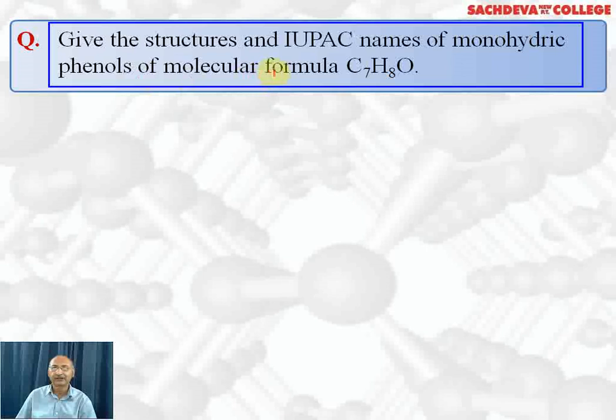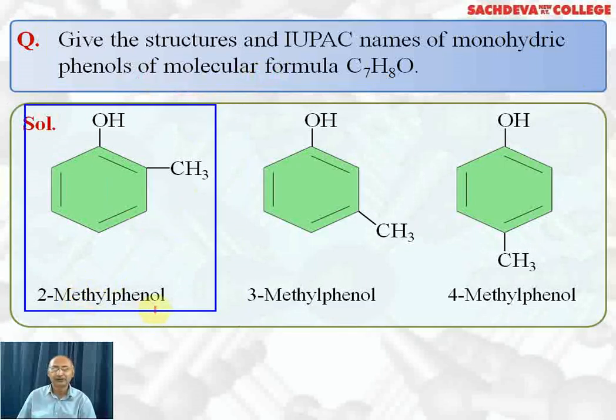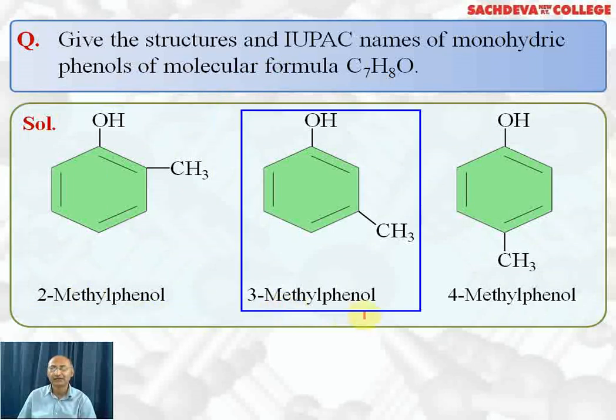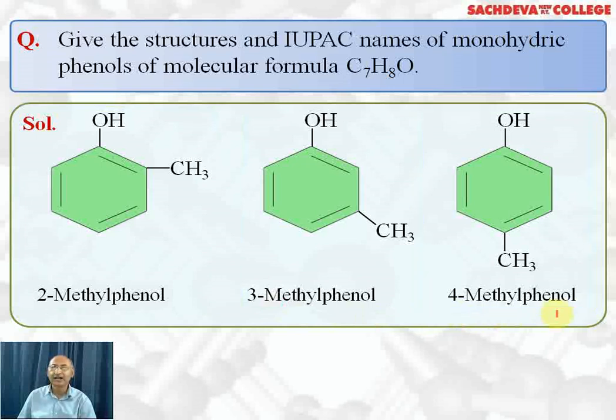Give the structures and IUPAC names of monohydric phenols of molecular formula C7H8O. The first one is 2-methyl-phenol, which is also called orthocresol. 3-methyl-phenol is called metacresol. 4-methyl-phenol is called paracresol. They are phenols. 2 more isomers are possible.